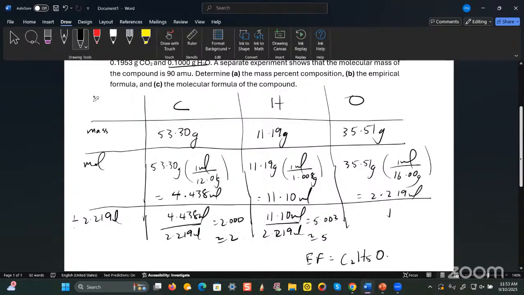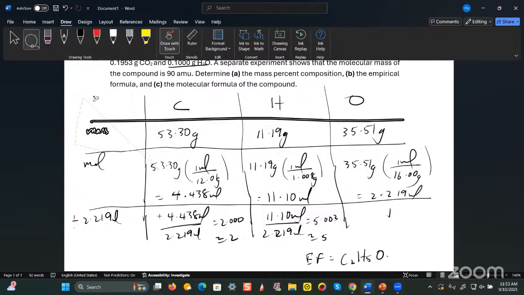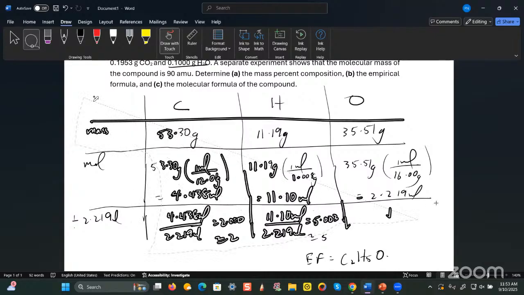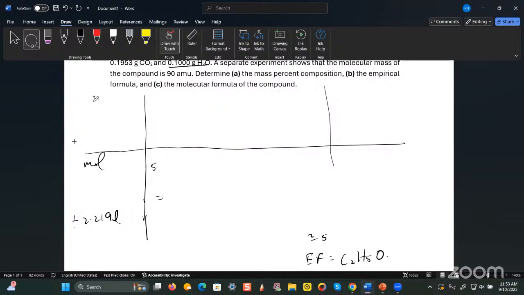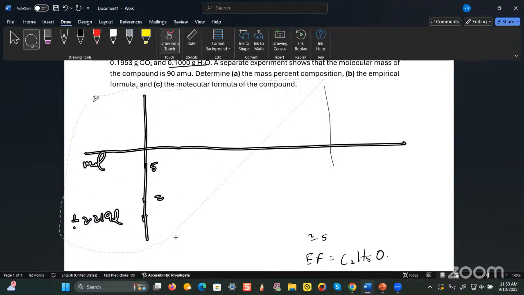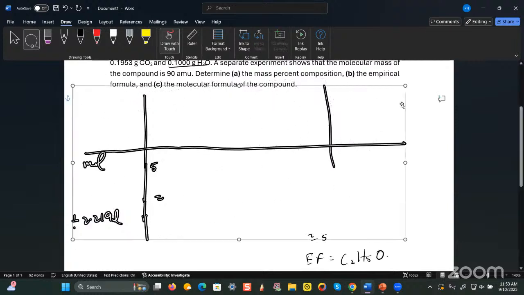Okay, so that was the B part. The C part is asking for the molecular formula. So if you remember, I said that in order for us to get the molecular formula based on the empirical formula, we need the integral factor. So how do we calculate the integral factor? The integral factor is calculated by dividing the molar mass of the compound by the empirical formula mass.